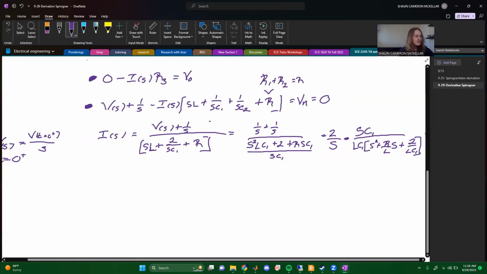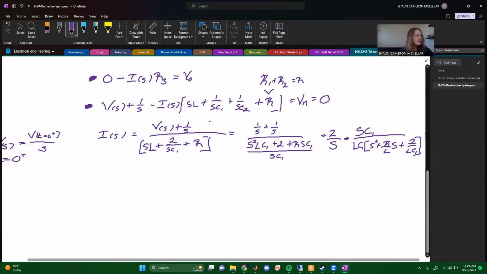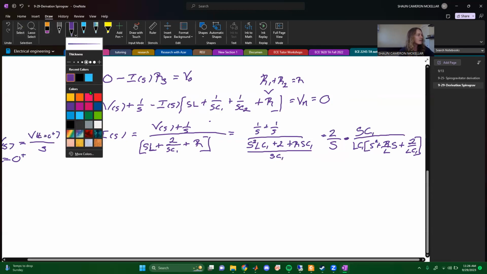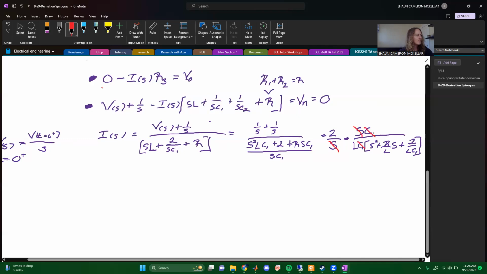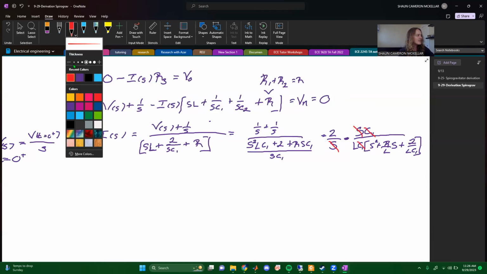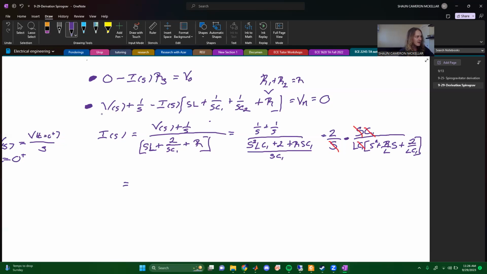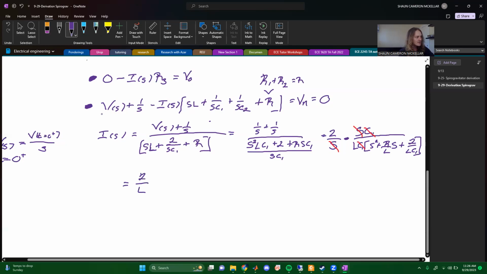And now that I factored those terms out, I can see that quite happily these C1 terms cancel and my S terms cancel. Okay, now that's really convenient. So let's continue on with our I of S equation. So now I have 2 over L times 1 over S squared plus R over L times S plus 2.